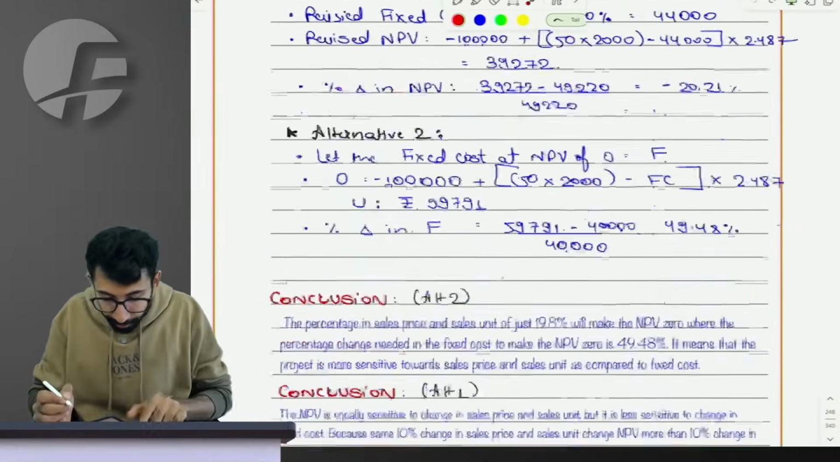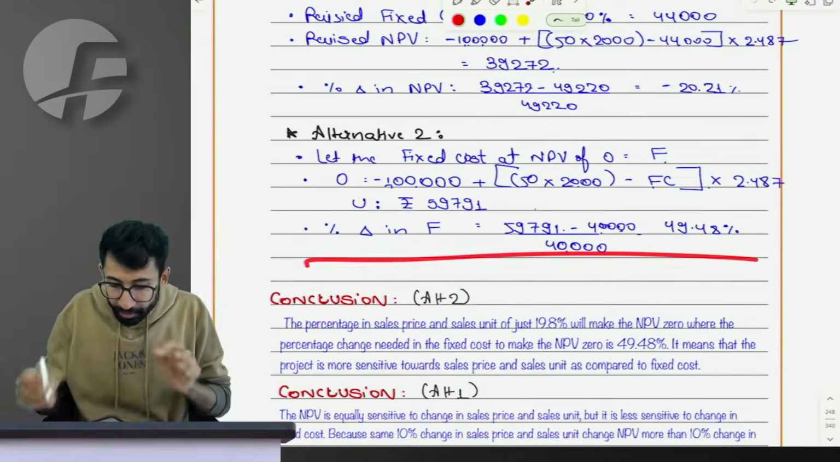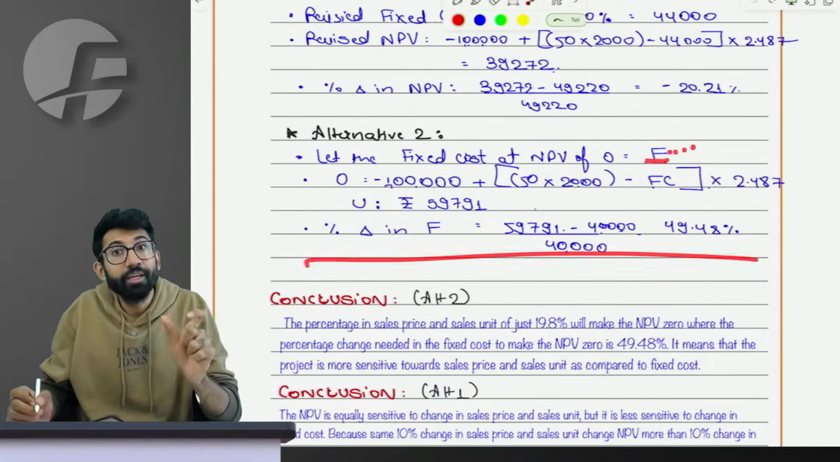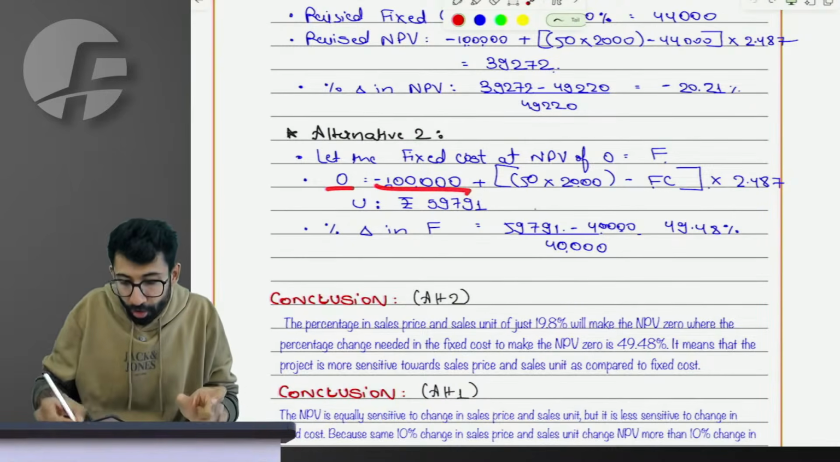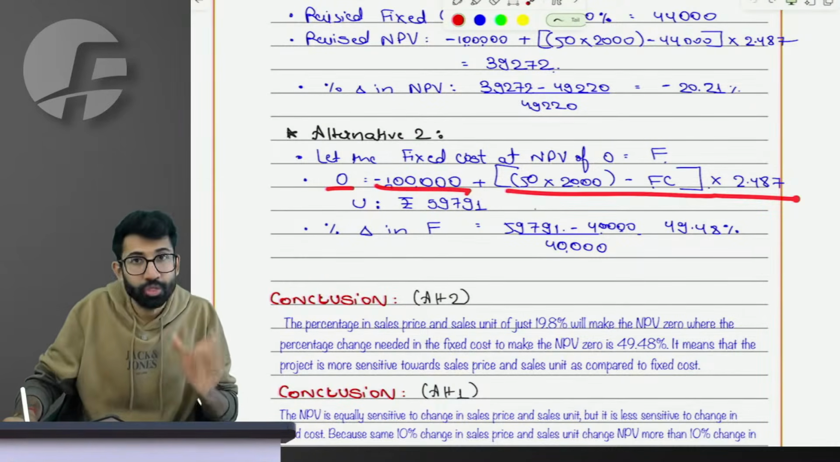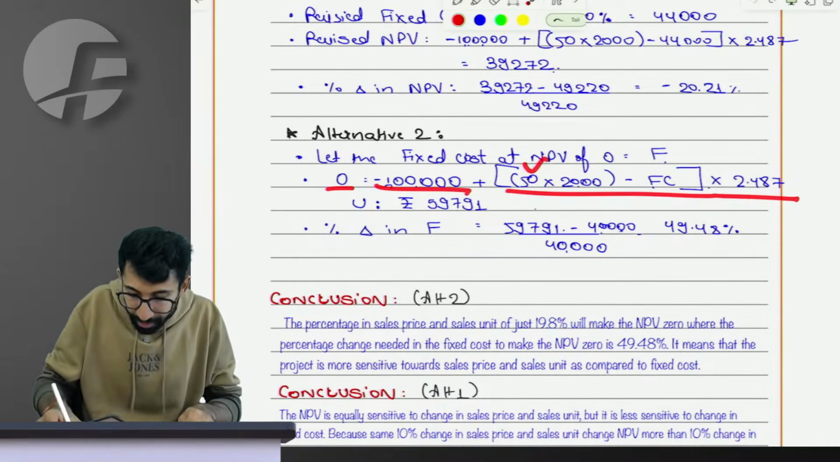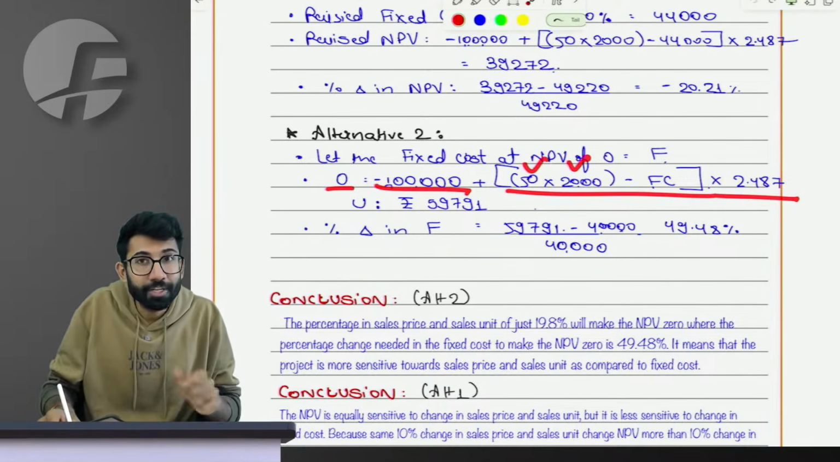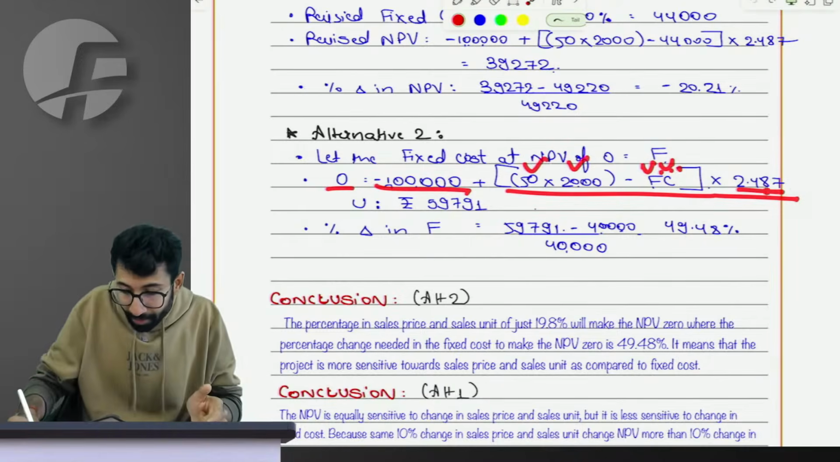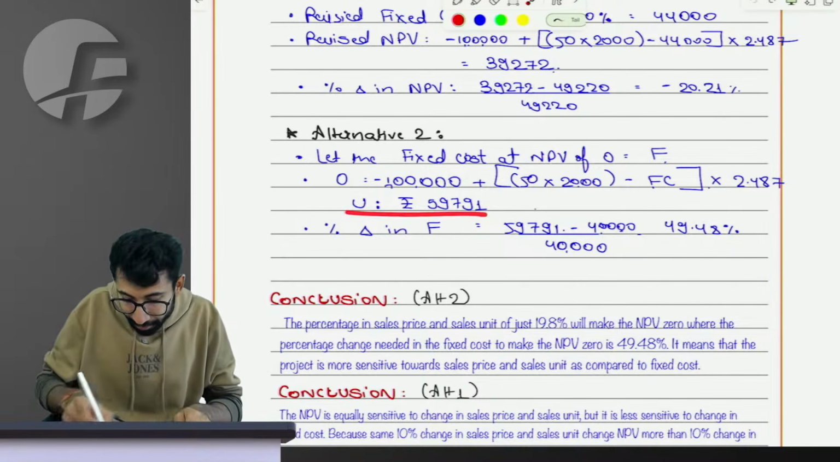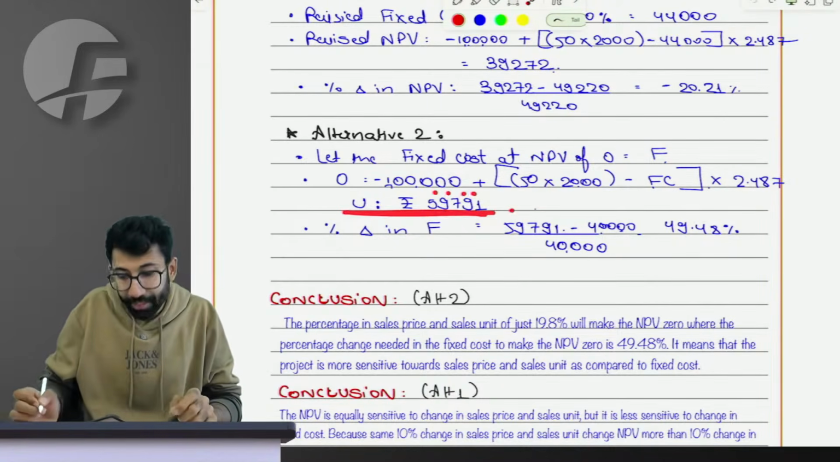Similarly, let's apply alternative 2 for fixed cost: how much should the fixed cost be to make NPV 0? So 0 is equal to negative 1 lakh initial outflow plus the present value of future cash inflows, in which the sales price of 50 for 2000 units minus the fixed cost, which I don't know and need to calculate, is multiplied by the annuity factor. When you calculate, the fixed cost is 59,791.